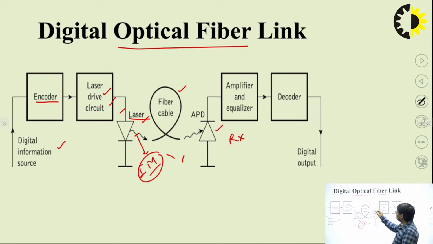Here we have used an APD, avalanche photodiode, that converts the incident optical power into the corresponding electrical signal. Now this received electrical signal may be of weak strength. To improve that, we can use an amplifier, and to remove the distortion we can use an equalizer. On the transmitter side we have used encoding. To reverse that, on the receiver side we use the decoder, and finally the information will reach the destination.